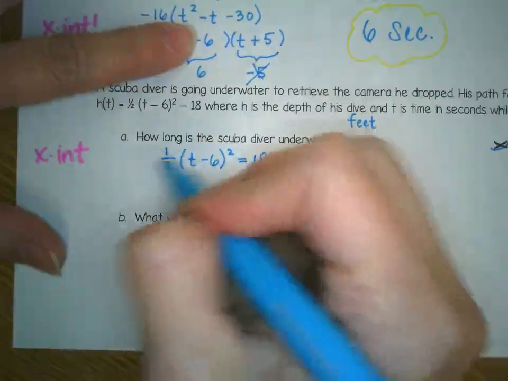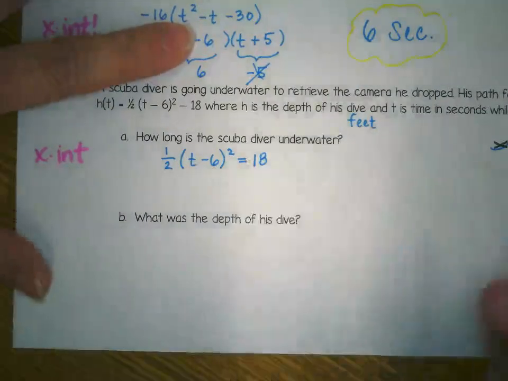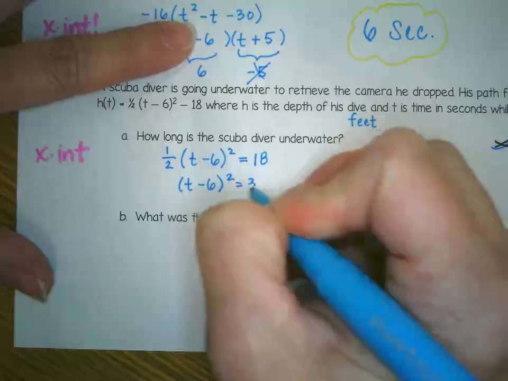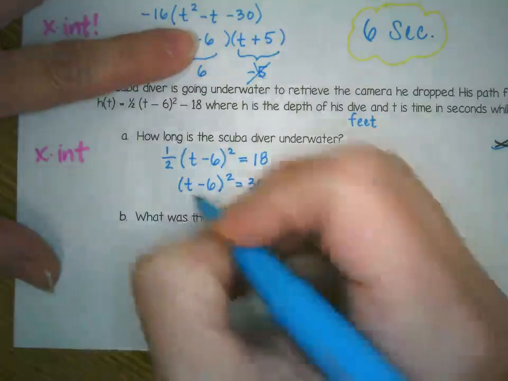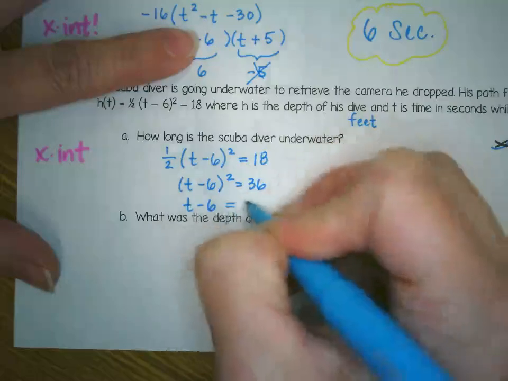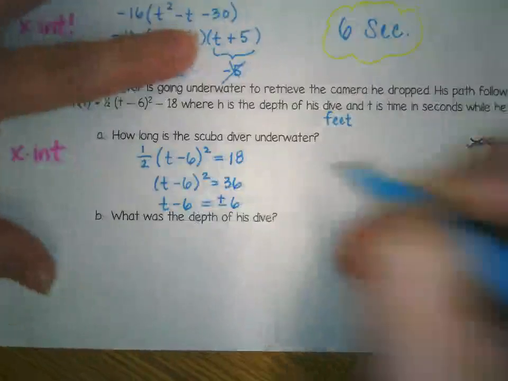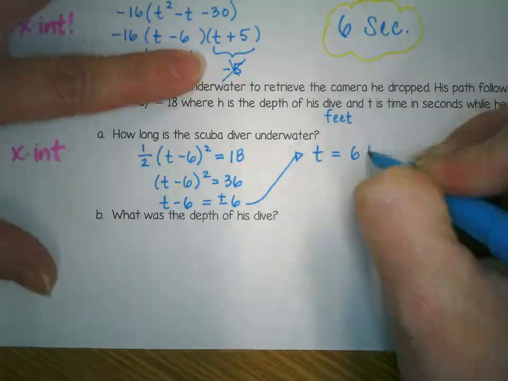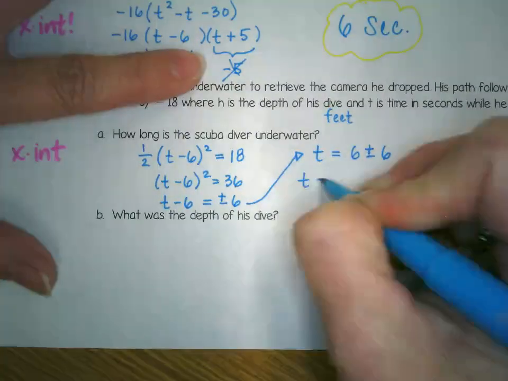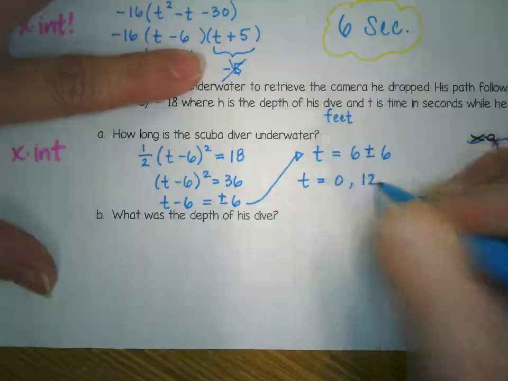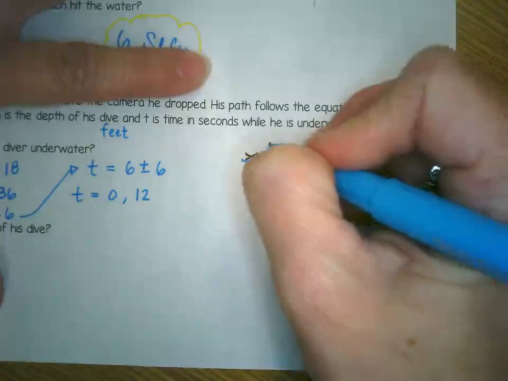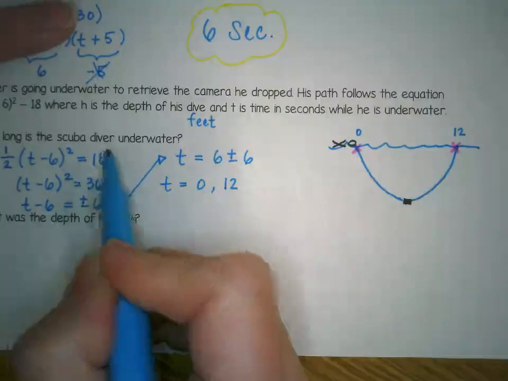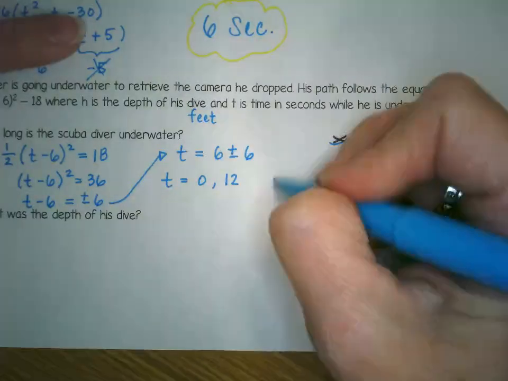All right, so here we go. I need to get rid of the 1/2, which I would do by multiplying both sides by 2. So that would give (t minus 6) squared equals 36. Take the square root of both sides. So t minus 6 is plus or minus 6. All right, I'm going to move up here. So that means that t is 6 plus or minus 6. So that means that I get 0 for one of them and 12 for the other. Well, obviously, this is 0 seconds right here, and this is 12 seconds. So I can tell that the scuba diver was underwater for 12 seconds.